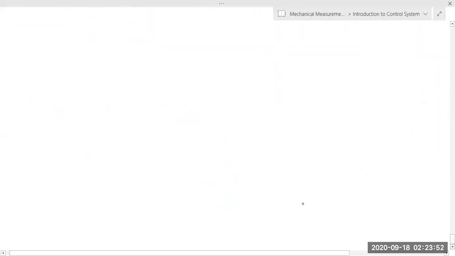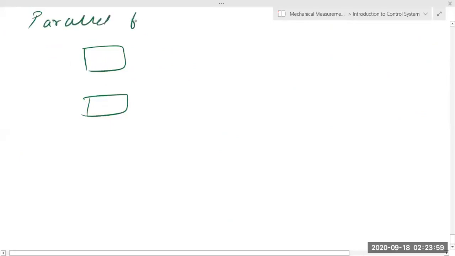Now I'm going to tell you another form of block diagram. Suppose there are three blocks in parallel. This is the parallel form of block diagram.